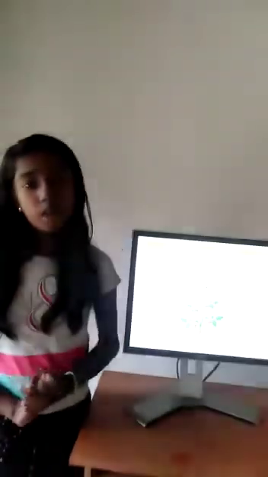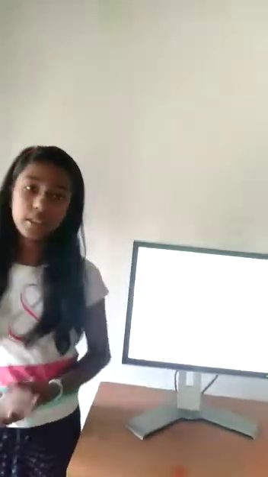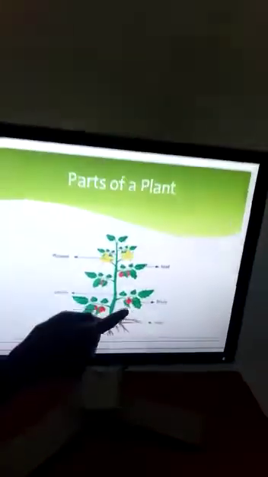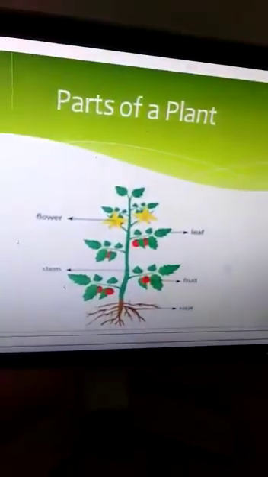Now we are going to talk about what are the parts of plants. There are many parts in the plant. They are flowers, stem, taproot, lateral roots, fiber roots, fruits, leaves, etc.